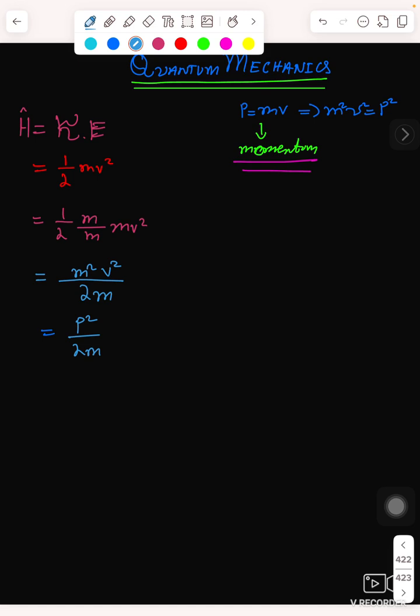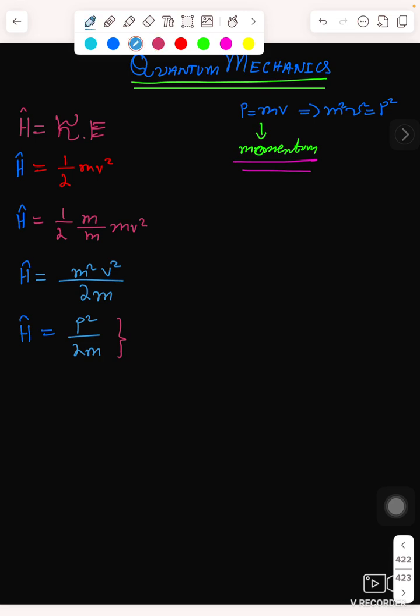Now this is our form in which H, let me write H now. This is our form, about the particle which is traveling, the kinetic energy of the particle which is traveling. That's what we got as a general form.